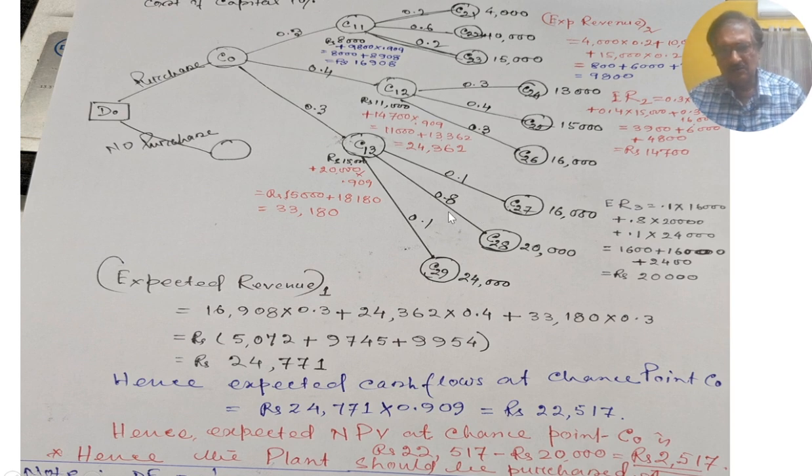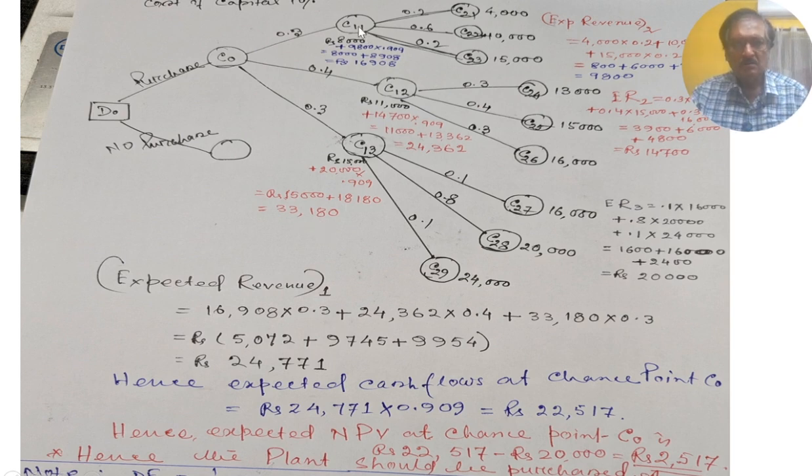Now if we take this option, what are the expected cash flows? That is 16,000 into 0.1 plus 20,000 into 0.8 plus 24,000 into 0.1. The expected cash flows will be 20,000 for this option. And what is the present value at this position? That is 20,000 into 0.909, and if you add it with the cash inflows at this point, that is 18,000, the total 18,000 plus 18,180 will be 33,180.